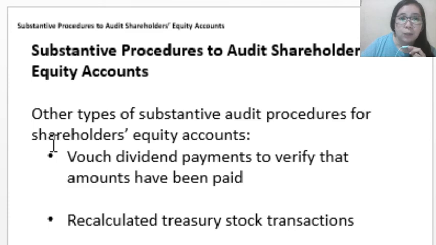Next, the auditor can also vouch the dividend payments to verify that these are paid. Vouching means the auditor will look into the records of the entity related to the payment of dividend and look for the source documents for the payment of such dividends. And lastly, the auditor can also recalculate the treasury stock transactions if these are accounted for properly, accurately measured, and completely recorded, meaning all of those transactions related to the treasury stocks are recorded in the books of the entity.